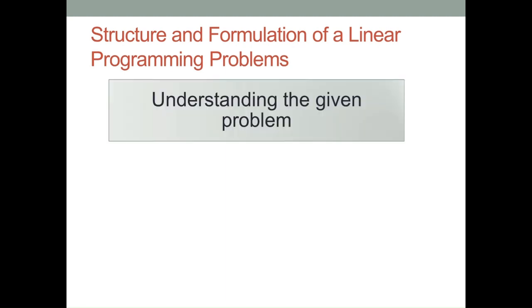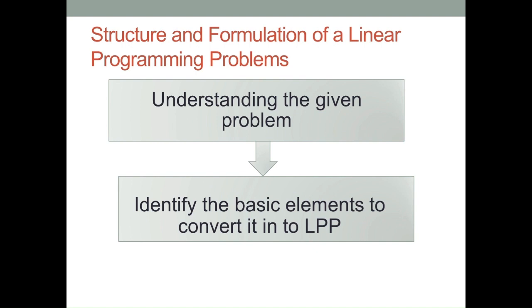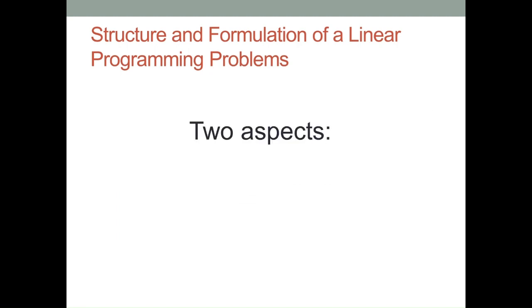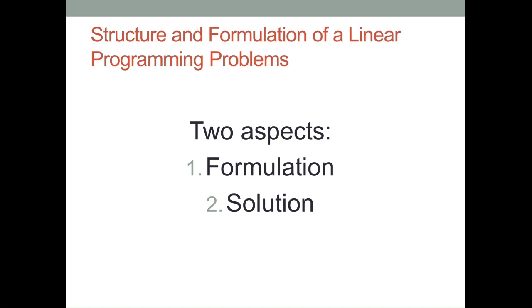The first thing we need to do is understand the given problem by thoroughly going through the statement. And then in the next step, we have to identify the basic elements to convert it into a linear programming problem. The process of these two steps is known as formulation of linear programming problem. So there are two aspects of a linear programming problem. First is to formulate the LPP, that is linear programming problem, and second is to find the solution for the same. Now let's begin the formulation of a linear programming problem with the help of an example.